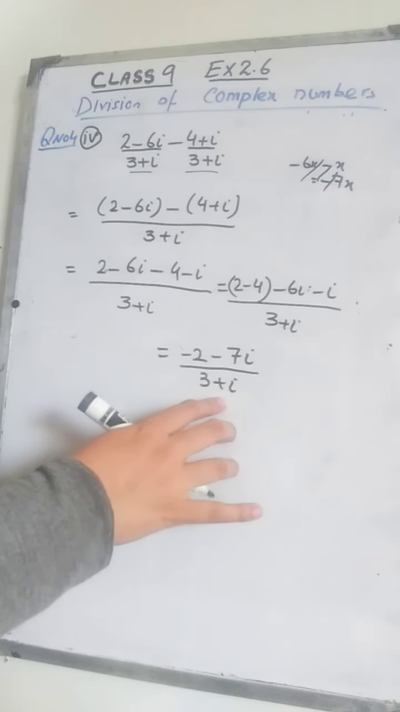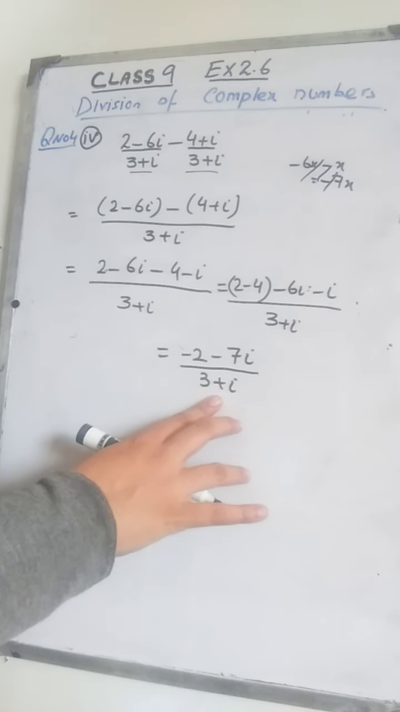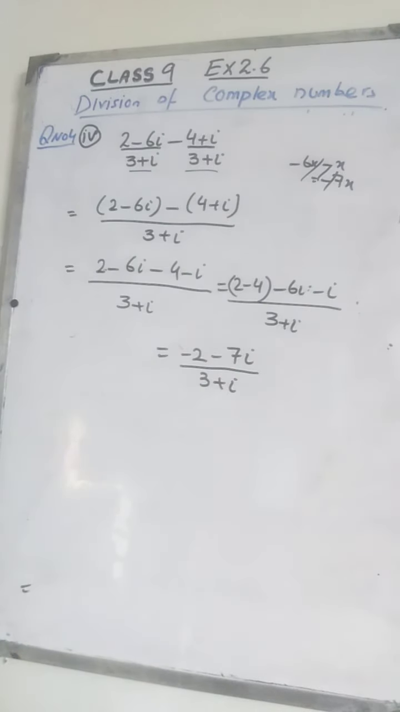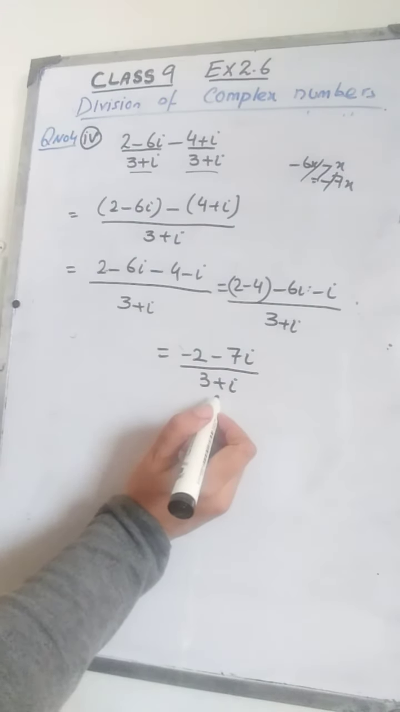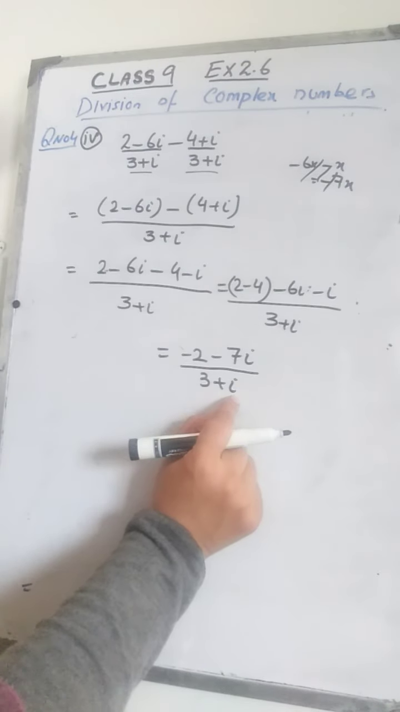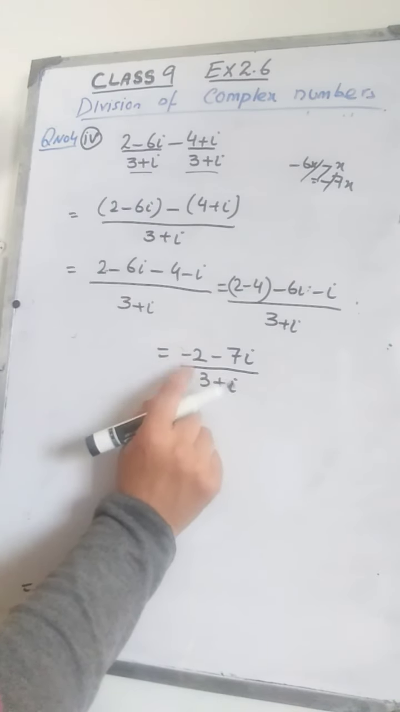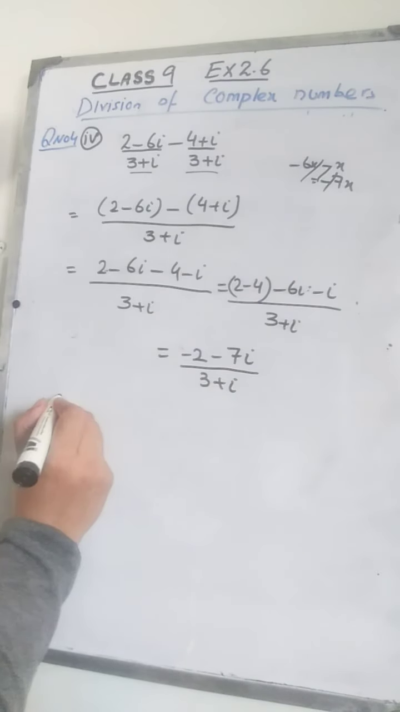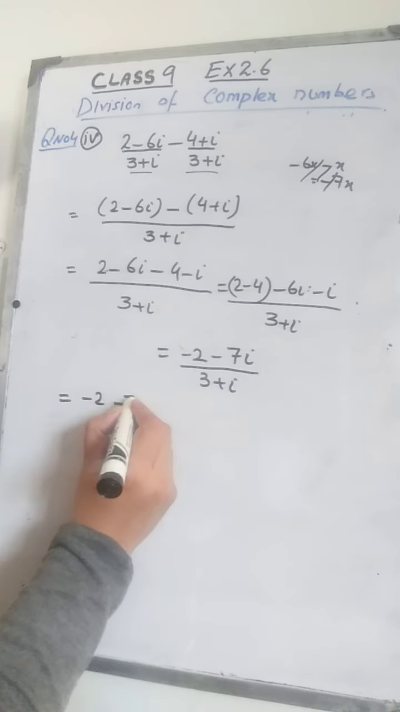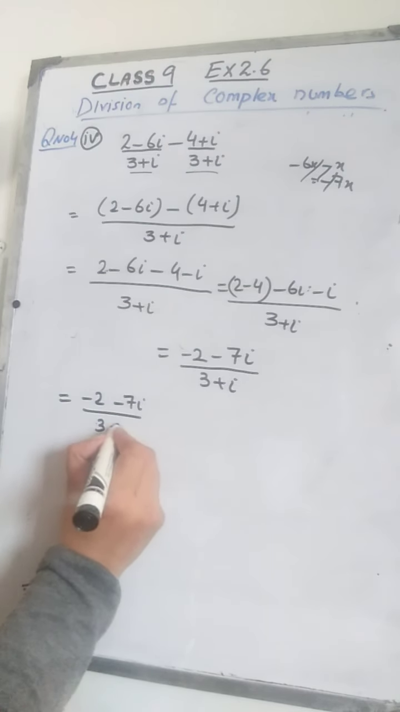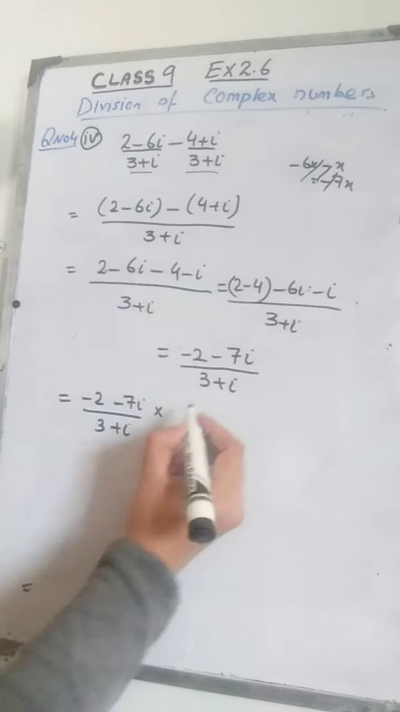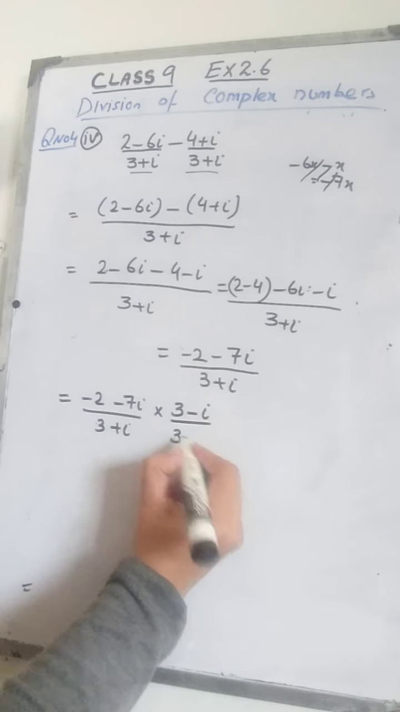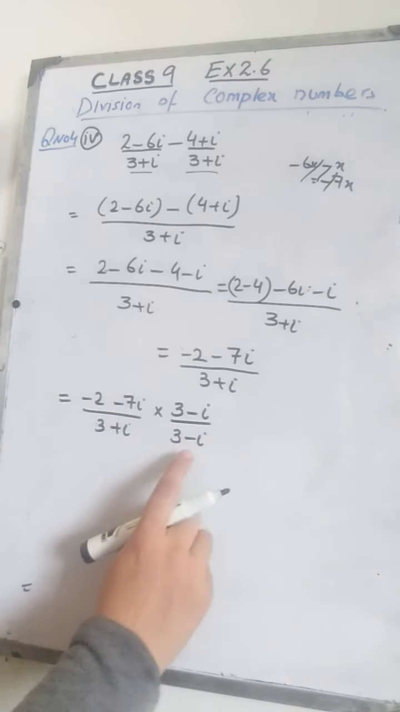We are going to find the conjugate of this denominator and multiply and divide by it. Whenever we have a complex number in the denominator, its simplification is done in the same way as we do the division of two complex numbers. You are going to multiply and divide by the conjugate of this number. Let me do it here: -2 minus 7 iota over 3 plus iota. You are going to multiply the numerator with the conjugate of this denominator. The conjugate of 3 plus iota is 3 minus iota.